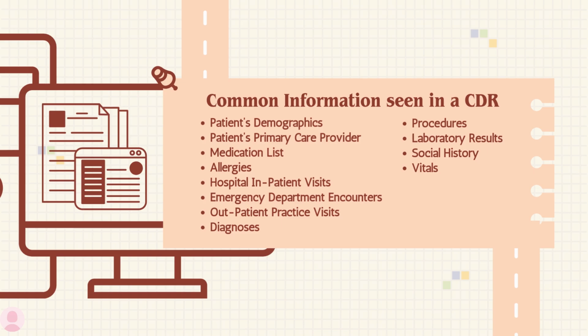Number nine, diagnosis. It contains all records of clinical diagnosis related to the patient. Number 10, procedures. A CDR has the history of all hospital-related procedures done on the patient. Number 11, laboratory results. This contains a complete list of all past laboratory tests and results. Number 12, social history. It records a patient's distinct health-related habits and socioeconomic determinants of health.